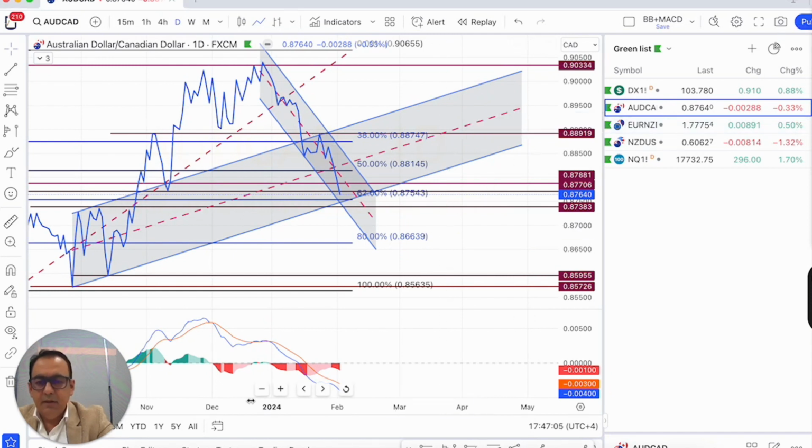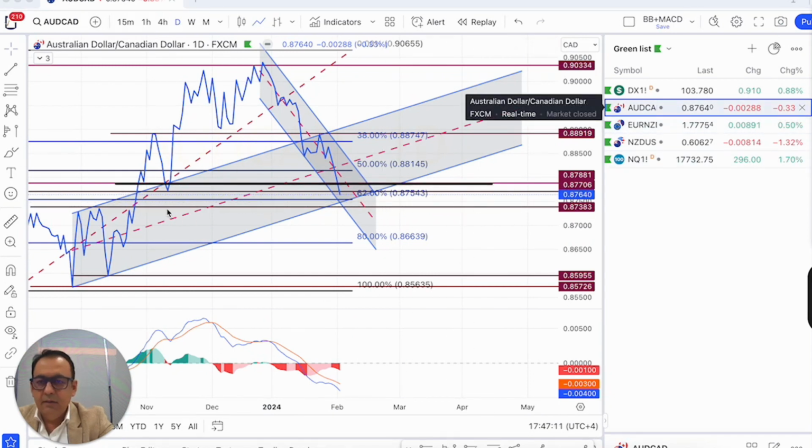Now based on support and resistance, currently it has entered into a massive support zone. So these lines are the support areas. So right now we have entered into a massive support area along with the rising channel. So it is a confluence of support, and the number is 0.8755. So again, if you round it off to quarter number, it will be 0.8750.